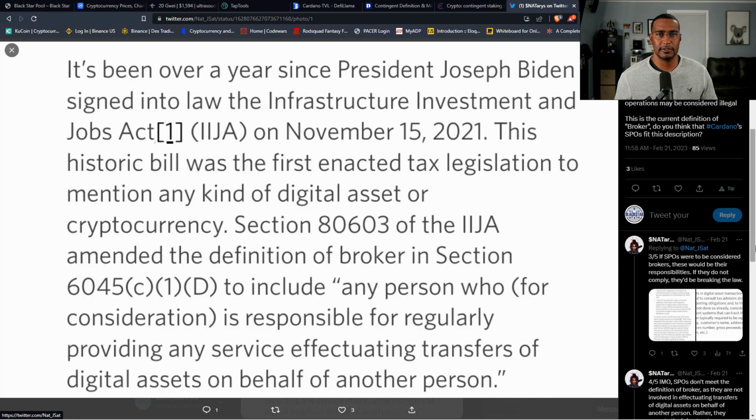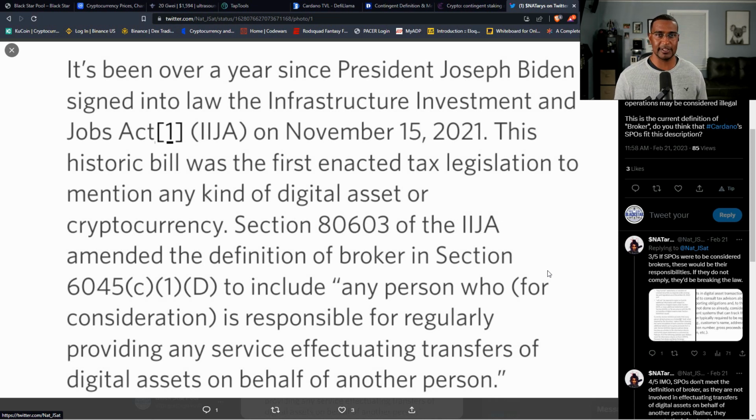Which brought up the law that Biden had put in place. The key fact of this law was Section 603 of the IIJA, which amended the definition of a broker in Section 6045(c), paragraph 1, subparagraph (D), to include any person who, for consideration, is responsible for regularly providing any services effectuating transfers of digital assets on behalf of another person. Because the blockchain is actually the entity that's effectuating the transfer of digital assets, it is not actually the SPO. We don't have control of who gets what, when they get it. This is not Cardano right now. We don't, as SPOs, do that.